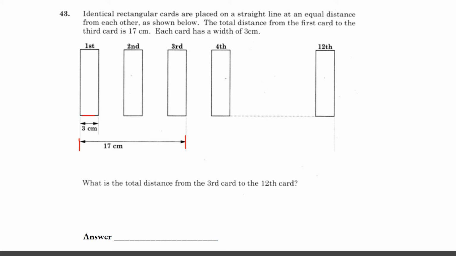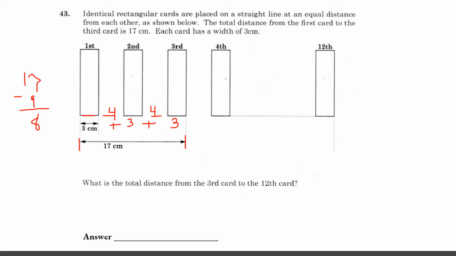So if here is 3, here is 3, and here is 3, what is the space? So what we can do is add 3 plus 3 plus 3, that's 9, and we can subtract 9 from 17. Once we do that, we are going to get 8, so which means that the space here is 4. What do they want us to find? What is the total distance from the third card to the 12th card?